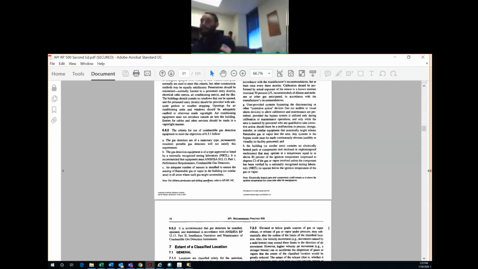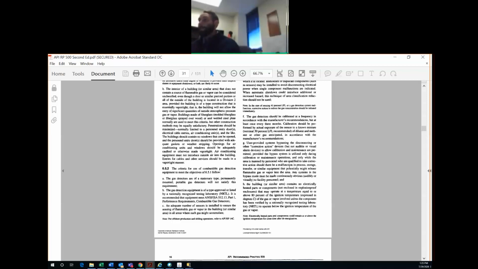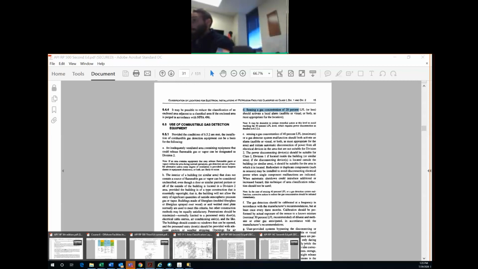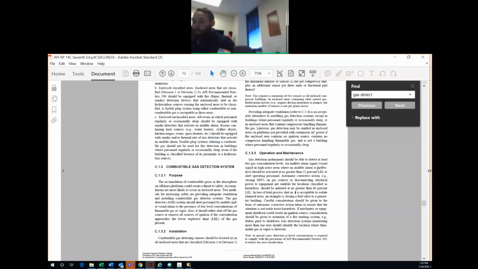The rules are that A, it's a permanent gas detector. B, the gas detector is a nationally recognized testing laboratory gas detector. C, you have an adequate number to detect gas, and so on. And D, that at 20% LEL, you have a local alarm. Let's compare that. It's a 20% alarm in API 500, but when we go to 14C, it said 25% LEL. So there's a difference.